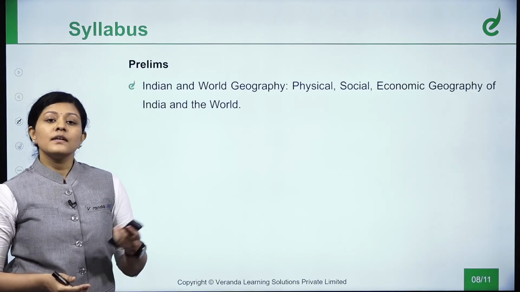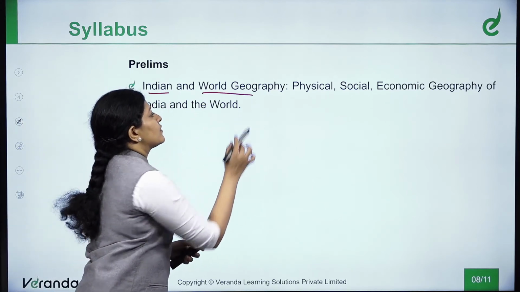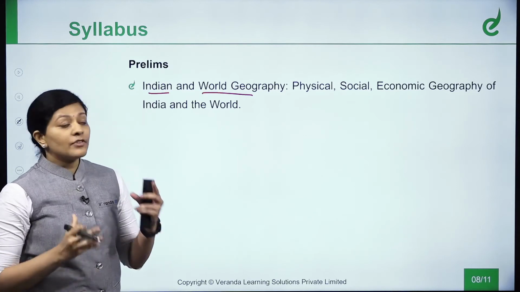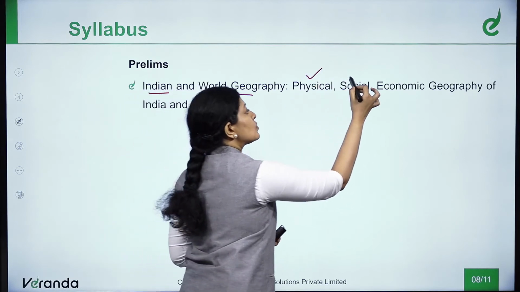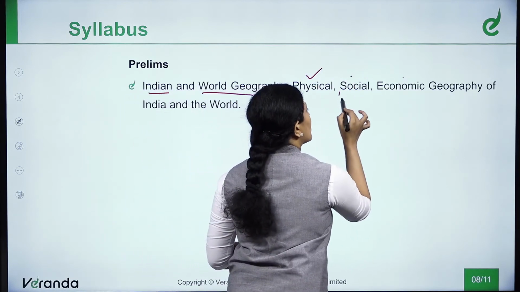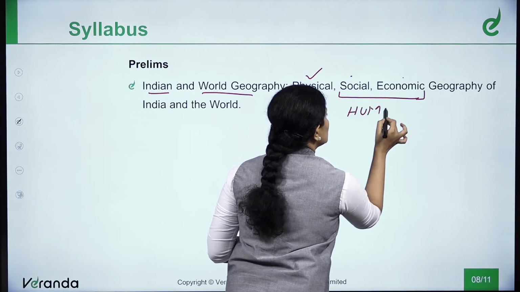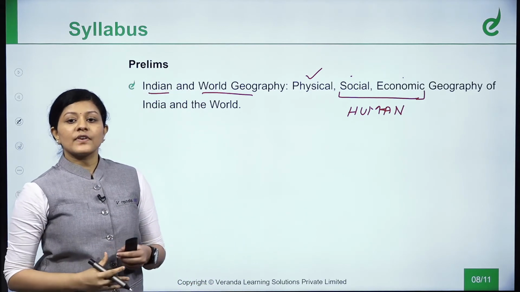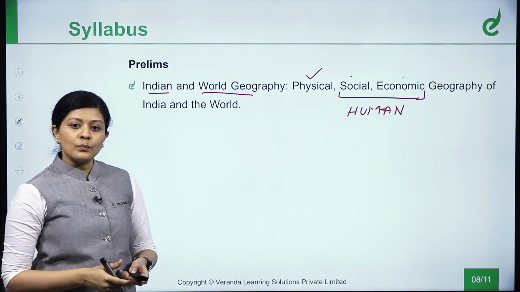Next, we shall see the syllabus for prelims. It comprises Indian and world geography, just a single line syllabus, but still we have an ample amount of information to study under this single line. We'll read about physical geography, and social and economic geography. These two put together are called human geography: how geography affects the social and economic condition of the people in India and the world.